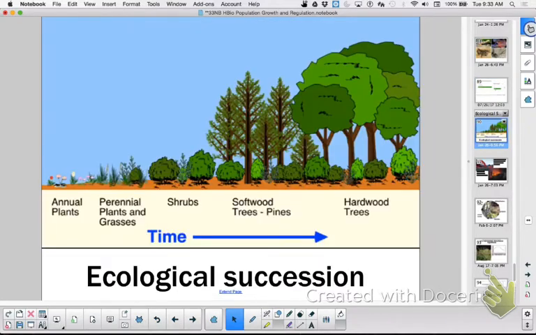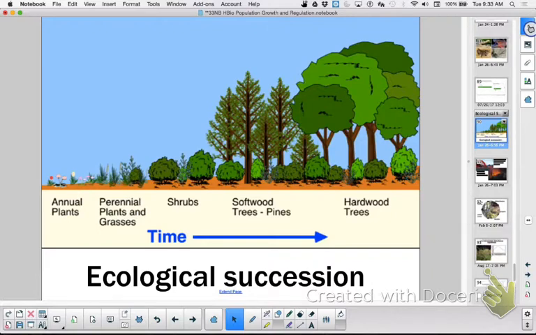Okay, last topic. Here we go. Ecological succession. It's the organisms in that area changing over time. Do you think you would have different insects if you were at this stage of succession versus this stage of succession? Yes. Different herbivores? Yes. So ecological succession is change over time.